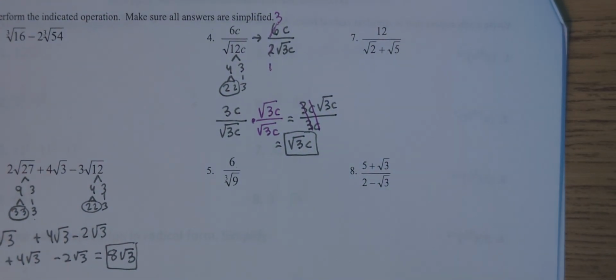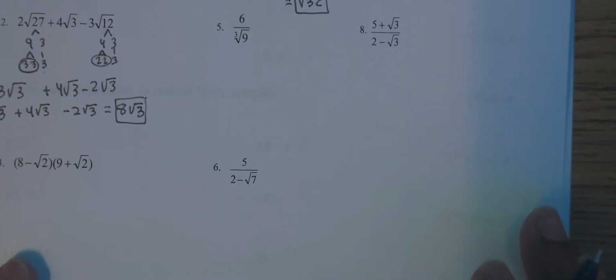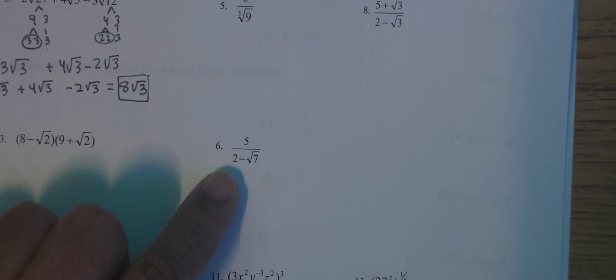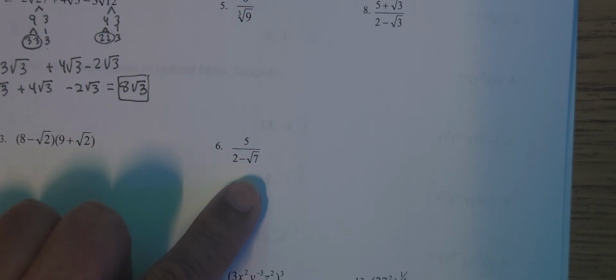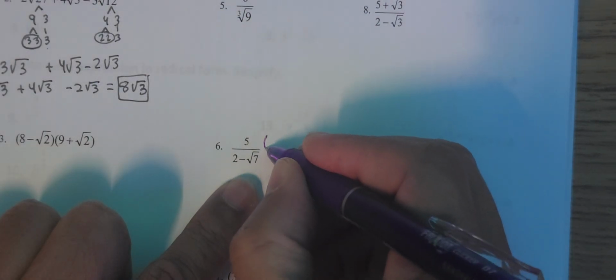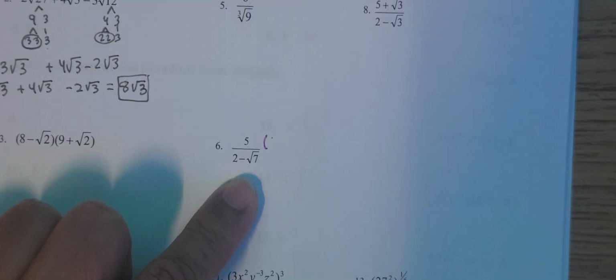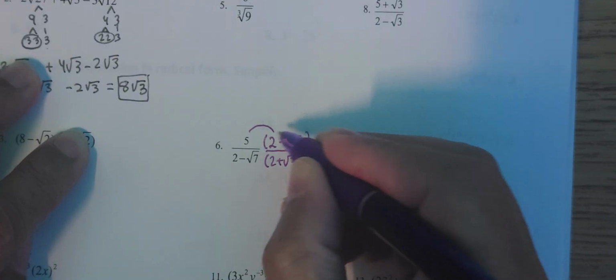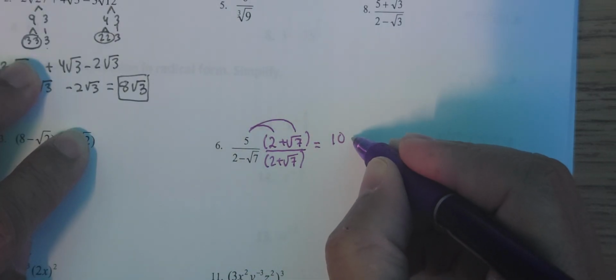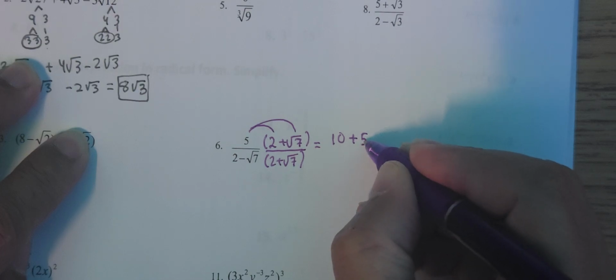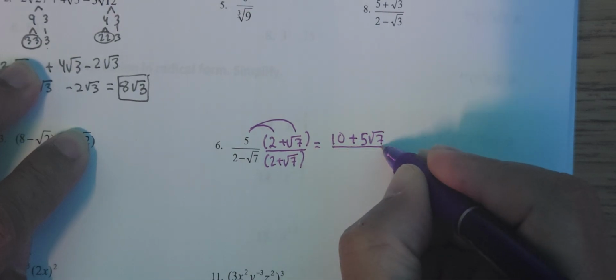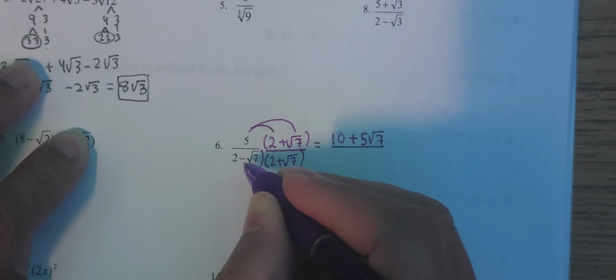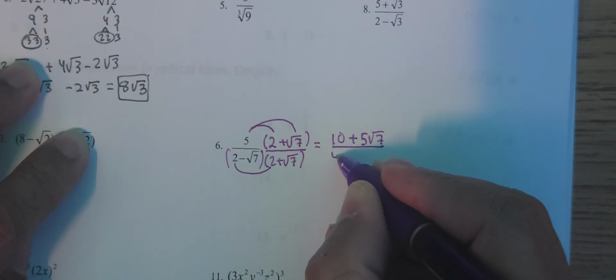Let's go on to number 6. So number 6 has to do with conjugates. Since this is 2 minus the root of 7, then we need to multiply by 2 plus root of 7. And we do it to both numerator and denominator. So then I'm going to multiply here. 5 times 2 gives me a 10, and 5 times the square root of 7 is 5 square root of 7. And then denominator, 2 times 2. Okay, so this is 2 times 2, that's 4.